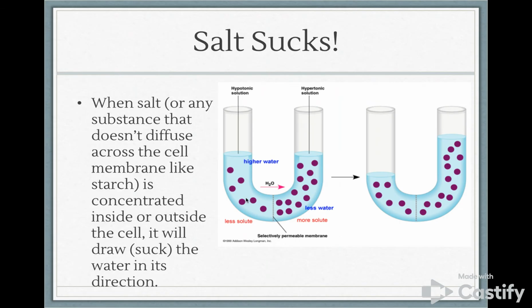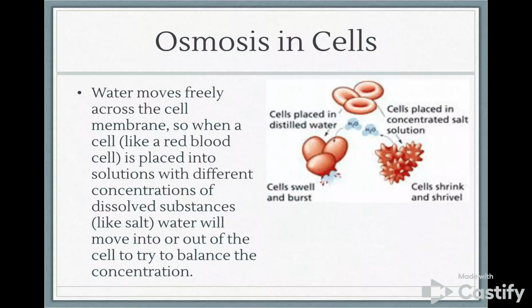Okay? The salt is going to suck the water in the direction of more salt. It will literally pull the water along or suck it across the cell membrane. So now this salt has sucked this water across the cell membrane, and now the concentrations are equal on both sides. How does this work in real life?